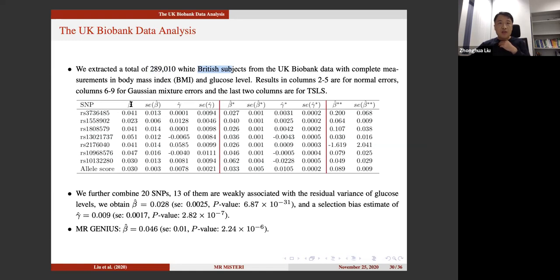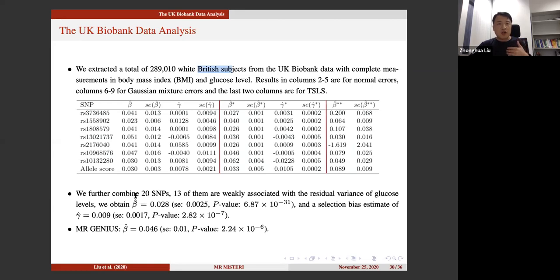The first four columns, beta, standard error, gamma, standard error, we use normal errors for MR mystery. Here are the estimates. Beta star and gamma star, those we use Gaussian mixture errors for MR mystery. You can look at their estimates. The last two columns use the so-called two-stage least squares, the classical instrumental variable method for continuous outcomes. You can see the two-stage least squares estimate can be very different from MR mystery.